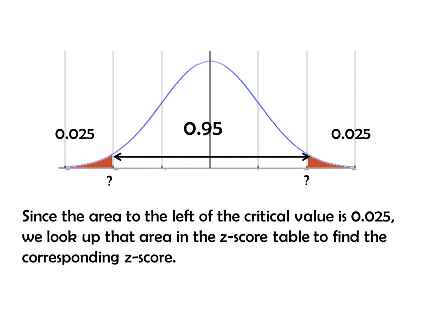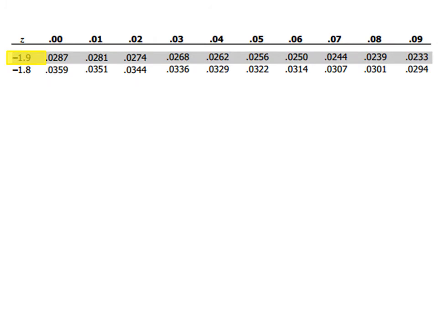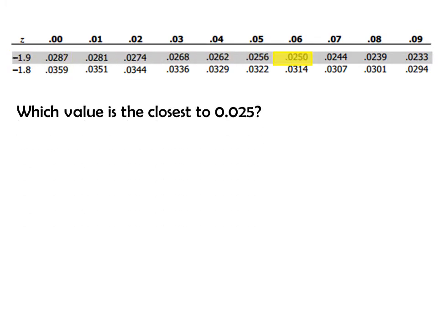Since the area to the left of the critical value is 0.025, we can look up that area in the z-score table to find the corresponding z-score. Since it's 0.025, we're looking at the negative side of the z-score, and the value that is closest to 0.025 has a z-score of negative 1.96. But our critical value is always going to be positive, so the absolute value is 1.96. So from now on, when we're looking for critical values for a 95% confidence level, we're no longer going to estimate. We're going to use 1.96 as the critical value.